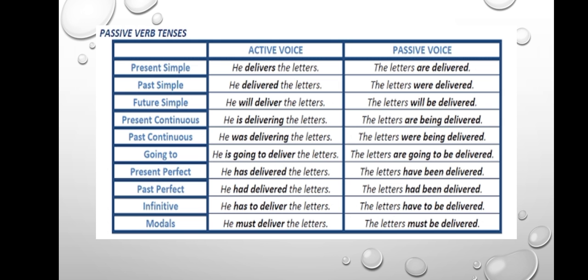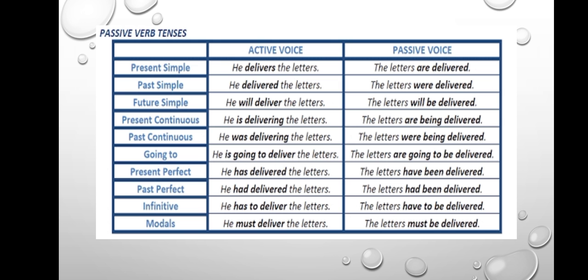Third one, future simple. He will deliver the letters. Whenever will or shall comes in a sentence, it shows the future time or future tense. So what will the passive be? The letters will be delivered by him.